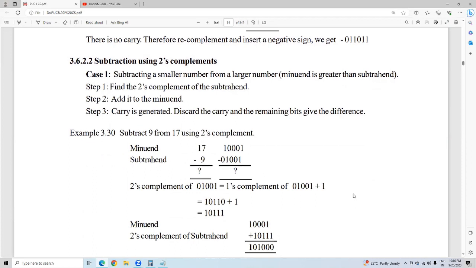Subtraction using 2's complement. Subtracting a smaller number from a larger number. The minuend is greater than the subtrahend. Find the 2's complement of the subtrahend. Add it to the minuend. Carry is generated, discard the carry and the remaining bits give the difference.